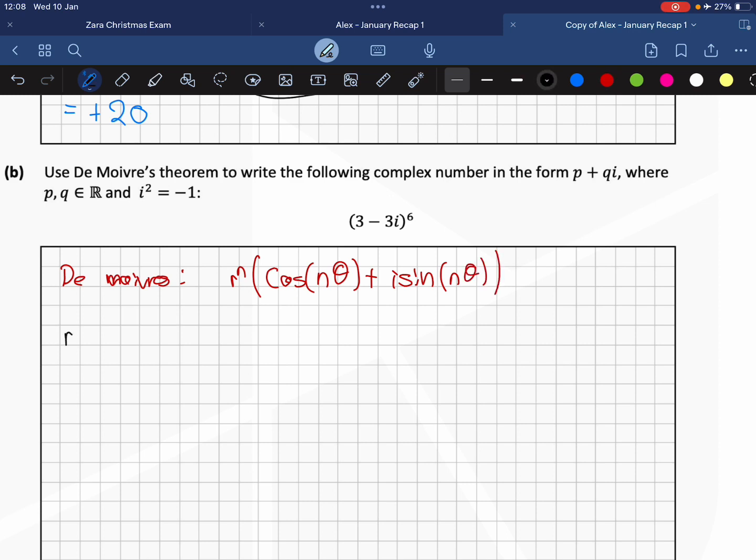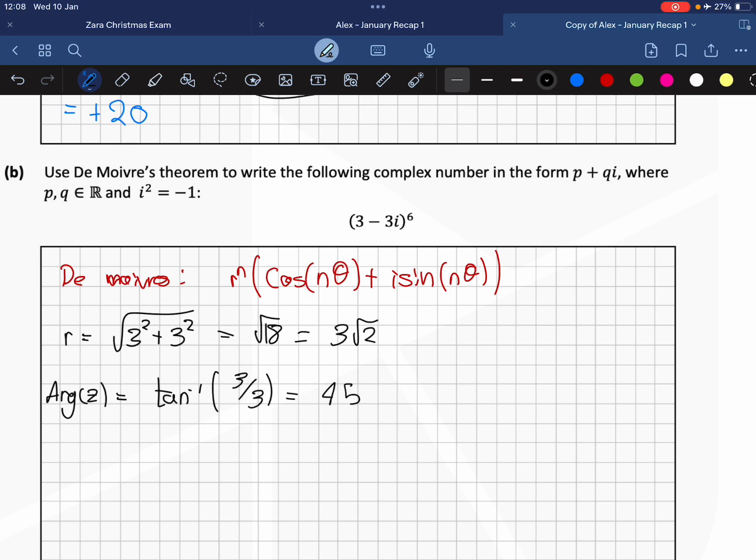So we're going to have r, which is equal to 3 squared plus 3 squared, find the square root, and that's going to be equal to root 18, which is equal to 3 root 2, and then we're going to have to find our argument, which is equal to the tan inverse of 3 over 3, which is equal to 45 degrees. You can do it in degrees or you can do it in radians, whatever you want.